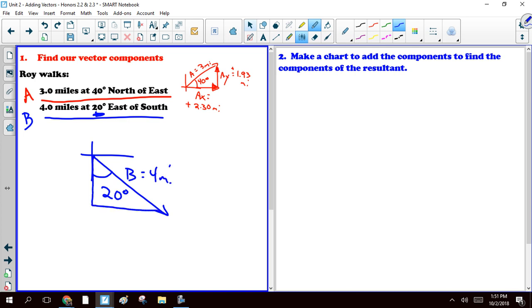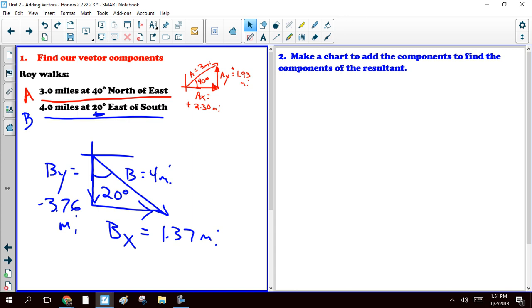And we need to be going south and east. So here's my BX, here's my BY. So I'm going to use trig to find my BX and my BY. This time sine gives me my BX. So that turns out to be 1.37 miles. Cosine will give me my BY. That turns out to be negative 3.76. Again, this is not drawn to scale. So that is step one. I have now found my vector components.